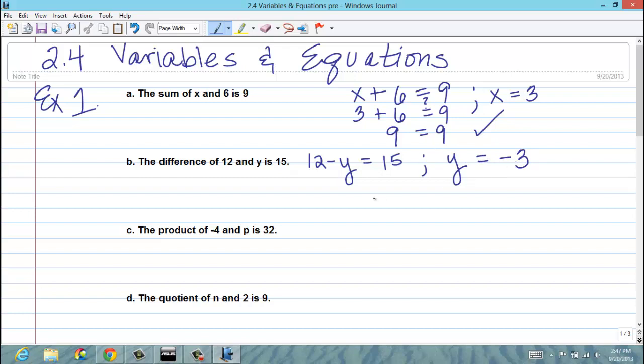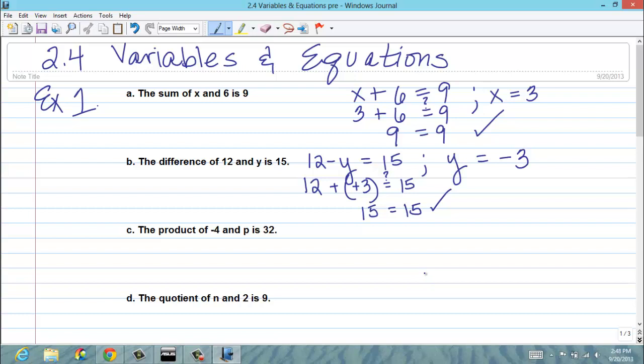Now you must always check to see if this is right. So let's go ahead and make our substitution. So 12 minus negative 3, will that equal 15? And so remember, to subtract is to add the opposite, and so it works. On to the next one.